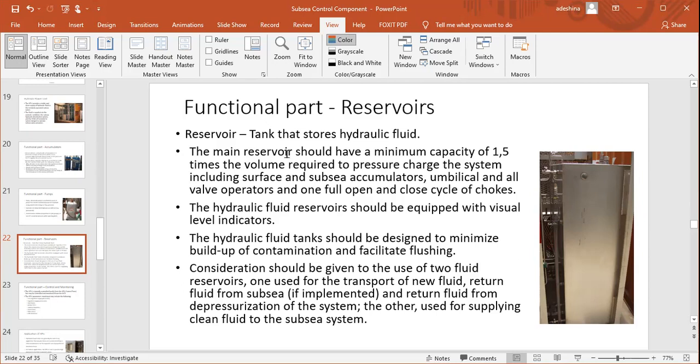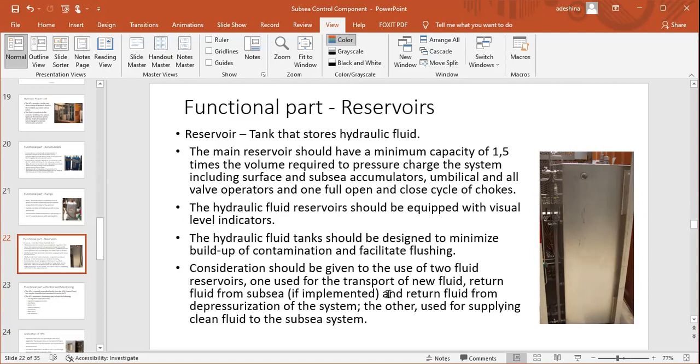So when we are sizing out a field, the reservoir should have capacity to take at least 1.5 times the volume of hydraulic fluid that will go through all the umbilicals, our surface and subsea accumulators, and all operational valves in one cycle. Take note. Then, the hydraulic fluid reservoir should be equipped with a visual level indicator to know the level of hydraulic fluid in this particular reservoir.